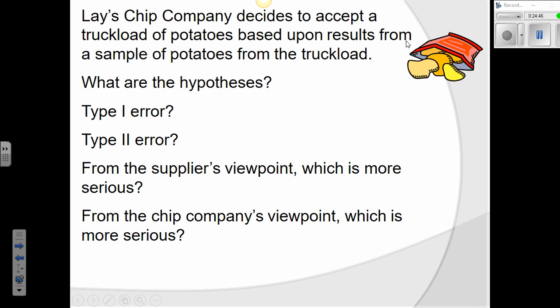Let's do some examples, shall we? Okay. So let's say Lay's Chip Company decides to accept a truckload of potatoes based on the results from a sample of potatoes from the truckload. So we have potatoes, and the company is either going to accept them or not accept them. So what are the hypotheses here? H0, the potatoes are good. HA, the potatoes are bad. Either they're going to accept them or they're not going to accept them.